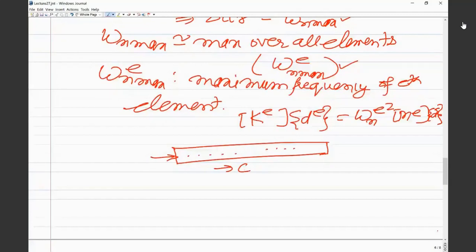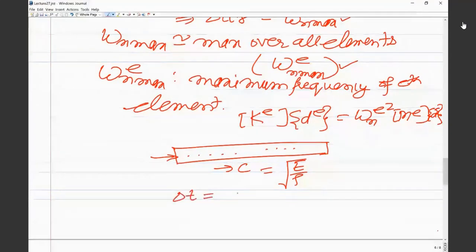The c is the wave speed, which for a one dimensional problem is equal to the square root of E by rho. So this is small c, not the damping matrix. C is the wave speed. So this is the square root of E by rho. And in that case, you now have the element size.